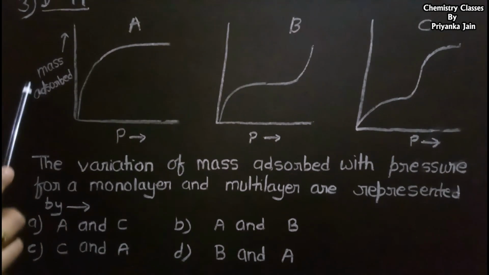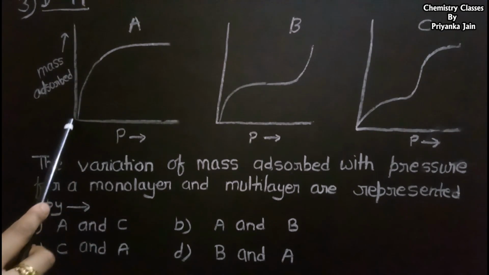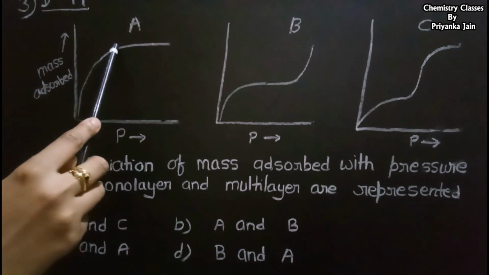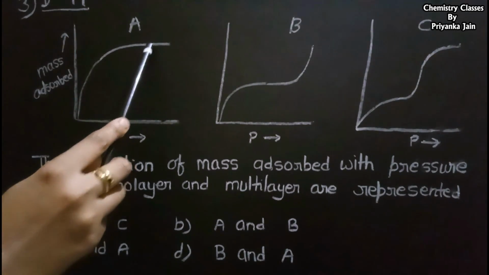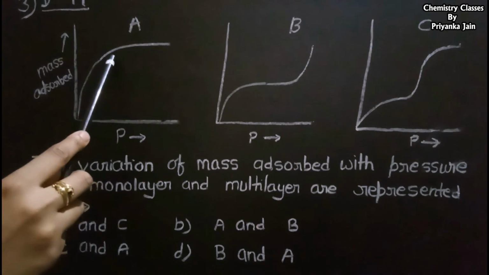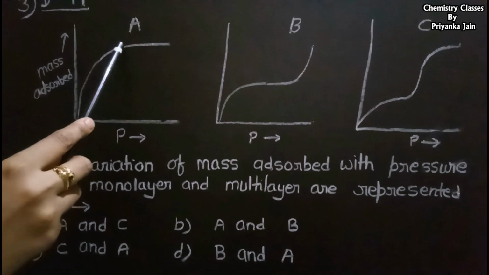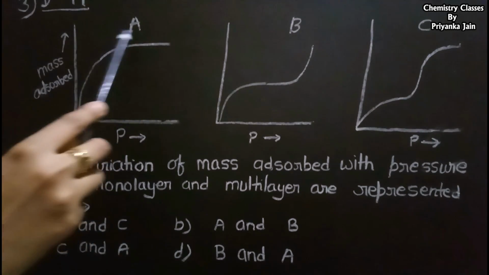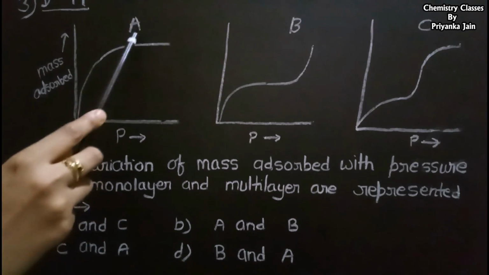We have to find out which isotherm is for the monolayer adsorption and which one is for the multilayer adsorption. There is a graph between the mass adsorbed and the pressure. In the first graph we can see as the pressure increases, the mass adsorbed increases, and at a particular limit this becomes constant. It means there is no more increase in the rate of adsorption with increasing pressure. So it will definitely be for the monolayer adsorption, because when the monolayer has been formed, the rate of adsorption becomes limiting. It will not increase with increasing pressure. So our graph A is for the monolayer adsorption.